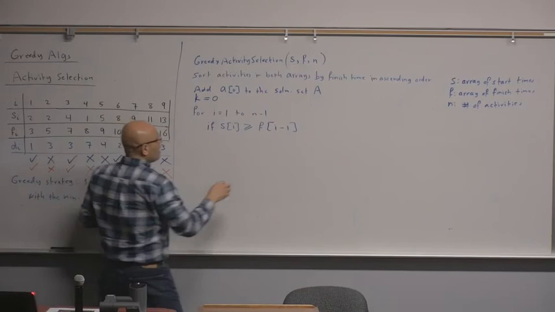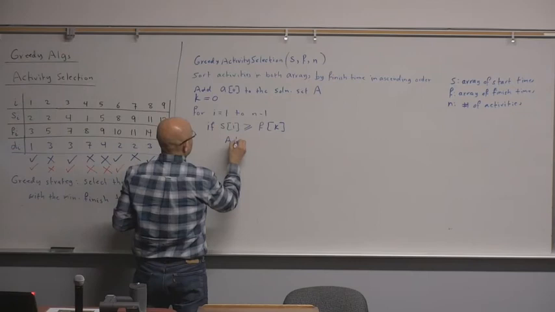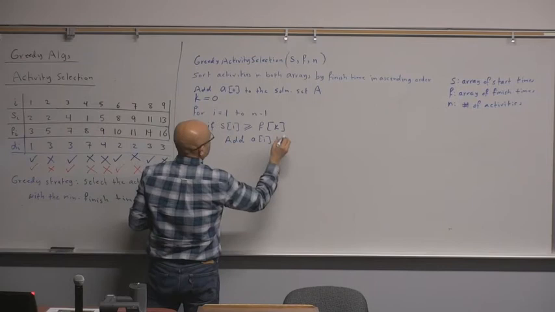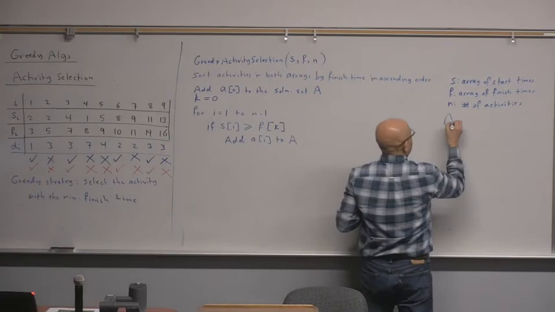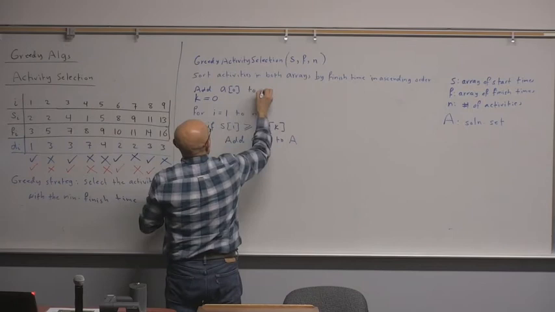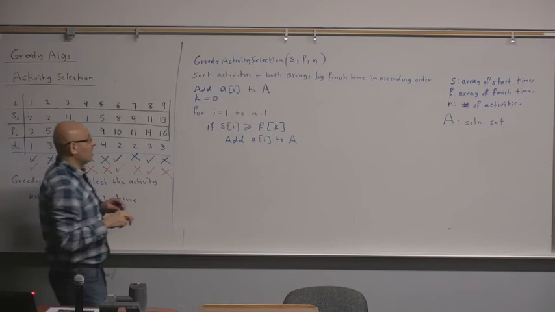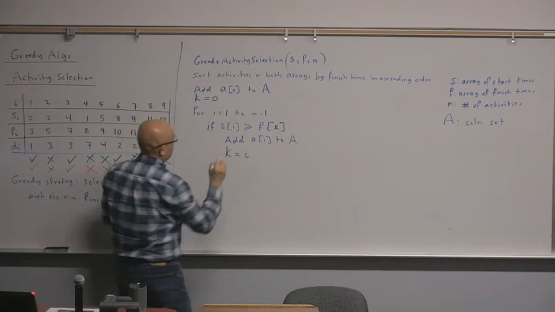So now, if s of I is greater than or equal f of k, then add A of I to A, where A is the solution set. And then? Update k. Yeah, exactly. I need to update k. K equals what? K equals I.